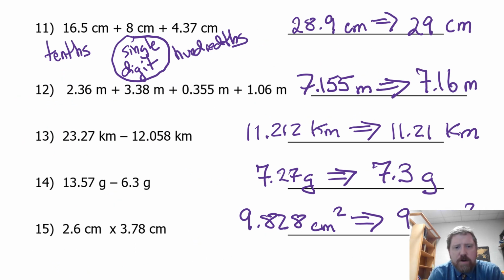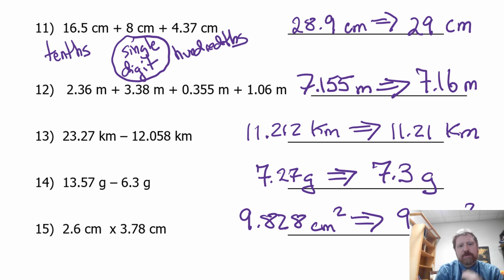So 11 and 12 and 13 and 14 are all adding and subtracting, so we let the calculator do the math and then we do the rounding. We figure out where the decimal places end. Like in number 14, we have 2 decimal places and 1 decimal place in the 2 numbers, so we have to stop at the first decimal place.